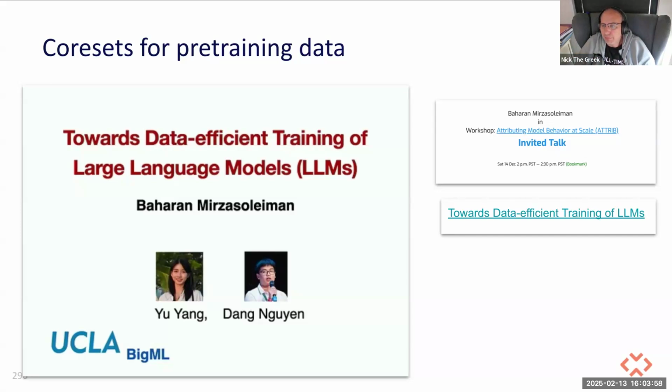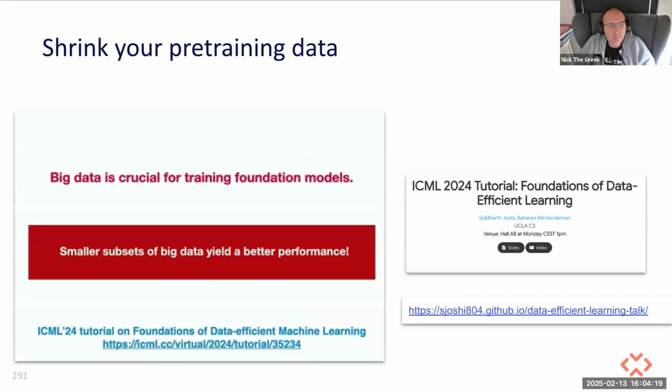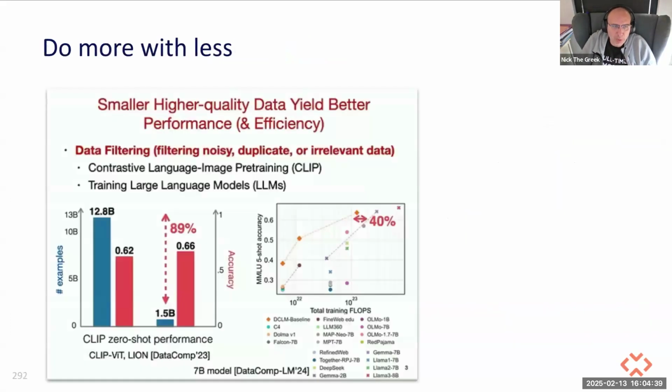I consider this a really interesting invited talk, coming from the Atrib workshop. We've talked about this a lot, where scientists and researchers try to see, is there a better way to select my data? Can I actually train the same model on less data? That's the message here. I have the link over here. It was an ICML 24 tutorial on foundations of data efficient machine learning, which you can skim through. But the idea is that a smaller subset of big data yields better performance, and of course you save compute.